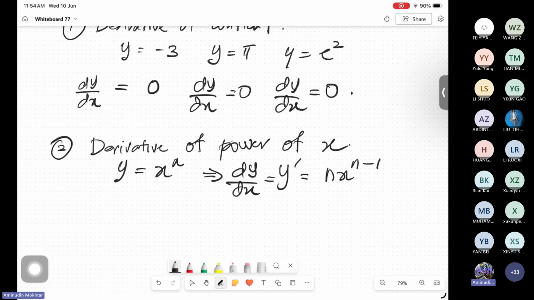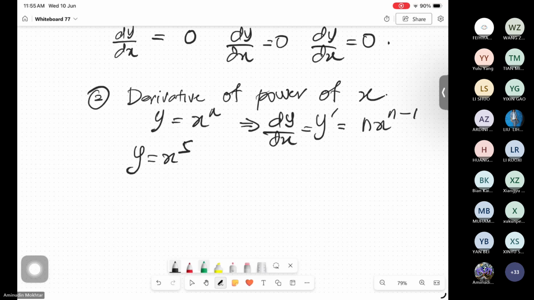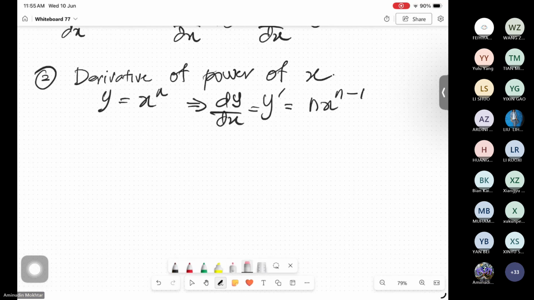For example, let's say I have this function y equal to x to the power of 5. The first derivative y prime equal to 5 x to the power of 5 minus 1, which is 4. That is the answer, the derivative of x to the power of 5.